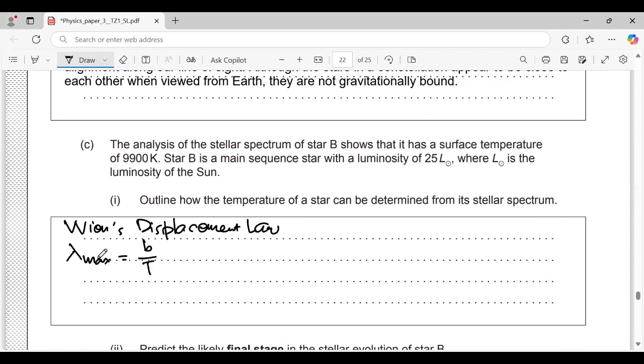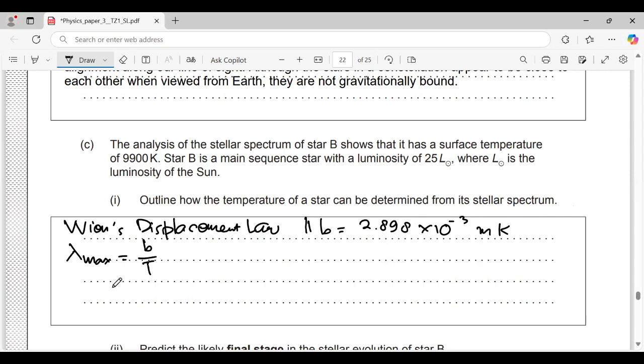Lambda maximum is the wavelength at which the star's emission is strongest. B is Wien's displacement constant, and the constant number is 2.898 times 10 to the power minus 3 meter Kelvin. That's b. And T is the surface temperature of the star in Kelvin.